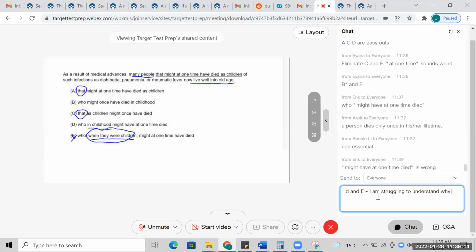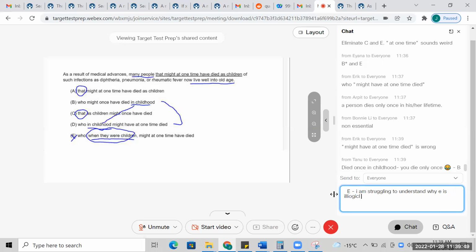Let's not be too quick to pick D. Look at B. Who might once have died in childhood. What does that mean? Who might once have died in childhood. You know, both of these are a little sketchy to me. Who might once have died in childhood of infections, now live well into old age, or who in childhood might have at one time died. Okay, so I see in childhood is the end here, and in childhood is the beginning. So this is our moving modifier. So who might once have died in childhood, or who in childhood might have at one time died. It's basically, because once sort of means the same thing as at one time. So we're basically moving this around, right? So that's our key difference here. Who in childhood might have at one time died in D?